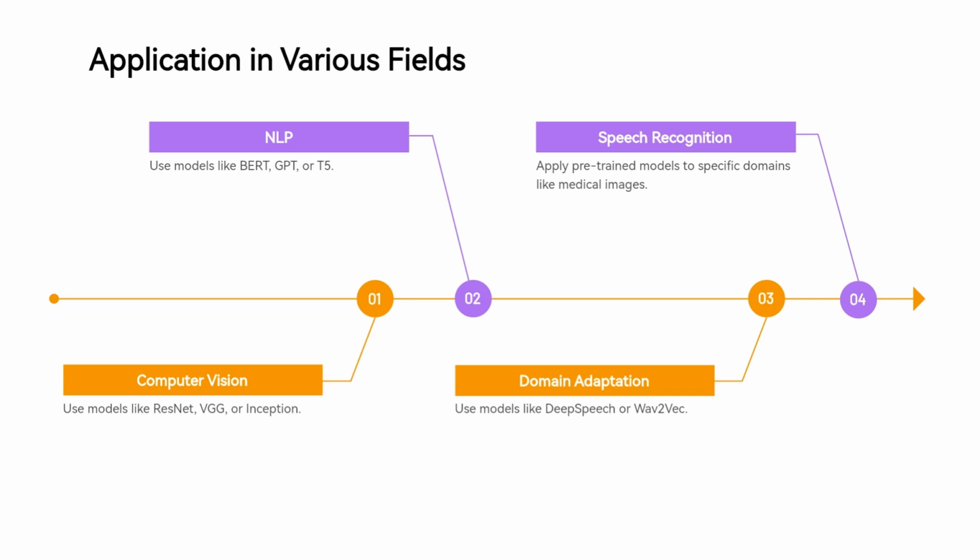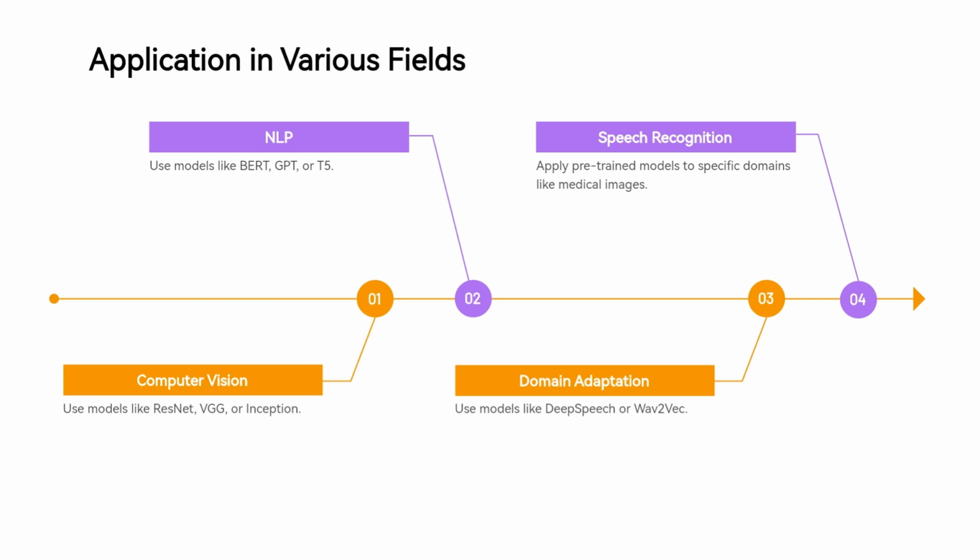Pre-trained models are available in various domains. In computer vision, popular models include ResNet, VGG, and Inception. These models are trained on large datasets like ImageNet and can be fine-tuned for specific tasks like object detection or image segmentation. In NLP, models like BERT, GPT, and T5 have achieved state-of-the-art results. They can be fine-tuned for tasks like sentiment analysis, text summarization, and question answering.